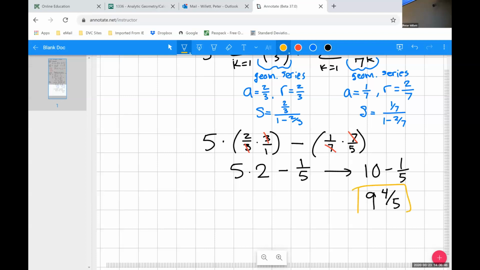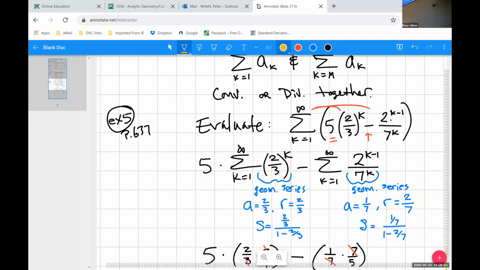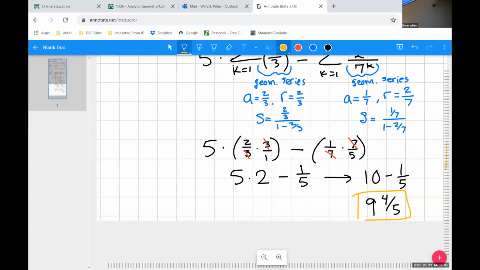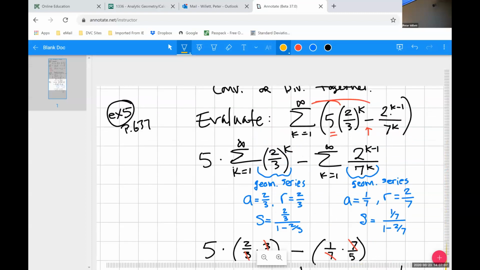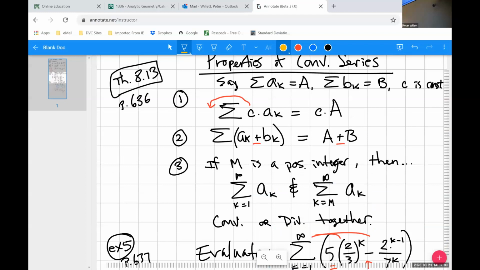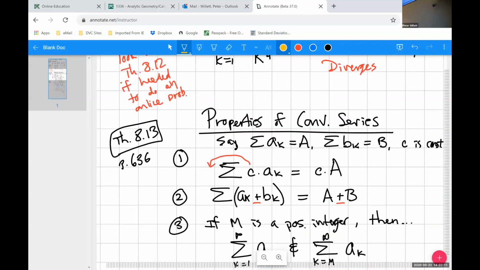as a mixed numeral. So it said to evaluate the series, and by using the properties of convergent series, we were able to break this into simpler things to be evaluated, recognize that we have a couple of geometric series which can be totaled up with their formula, and got this result. So that's an example of using properties of convergent series, which is Theorem 8.13. Questions, comments, or discussions about any of that?